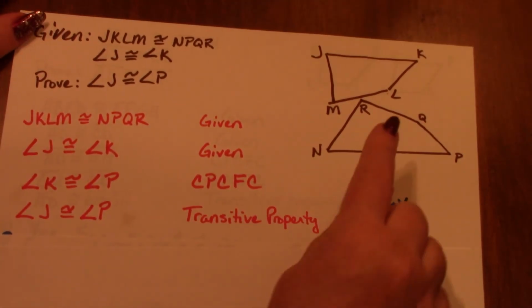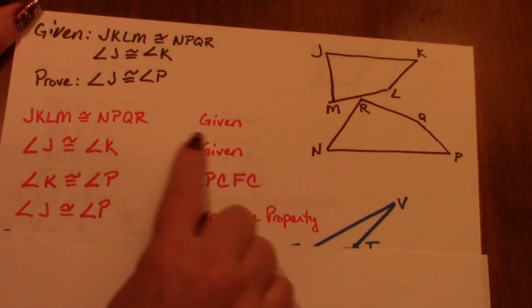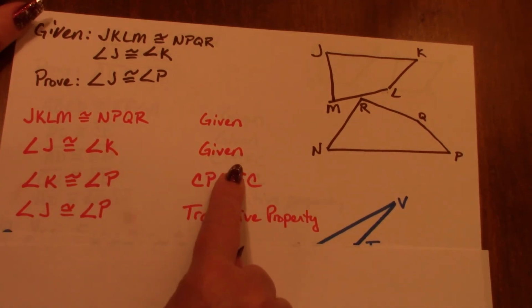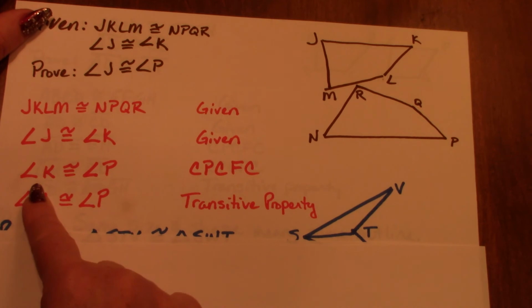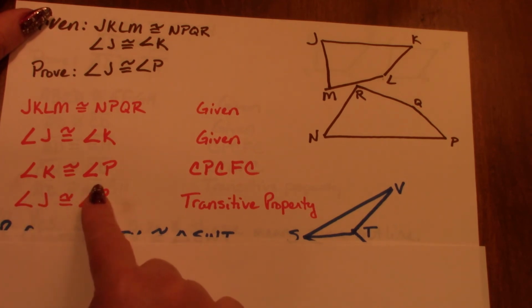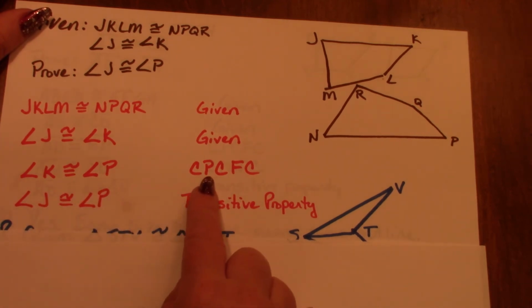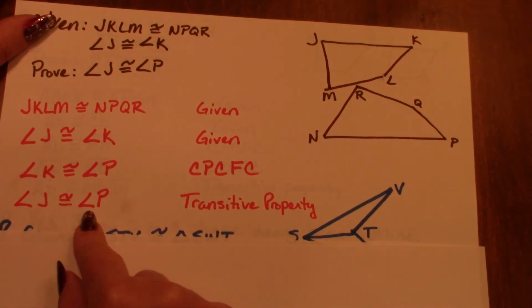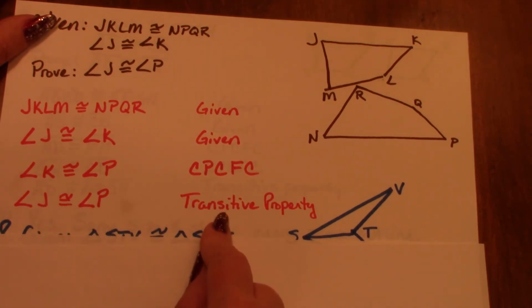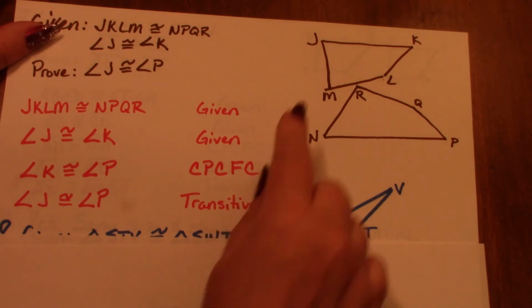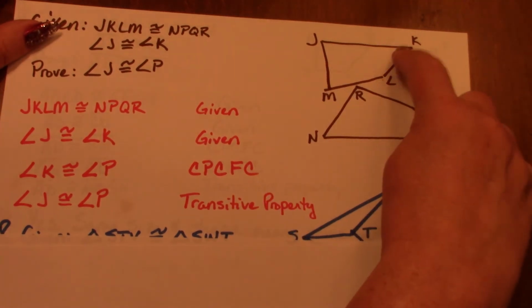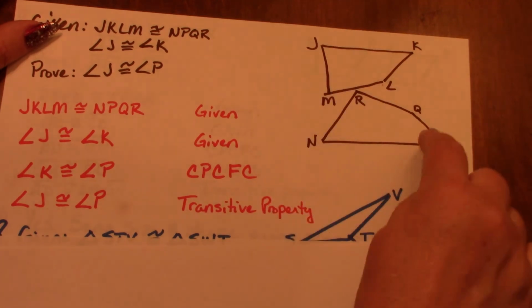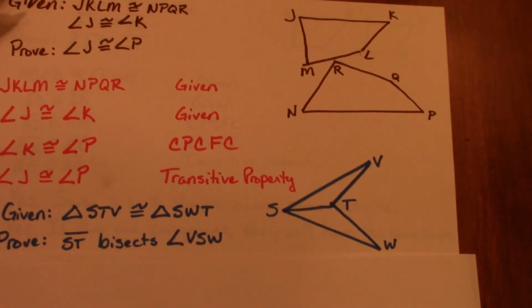So for B, you have these two shapes. We have what's given, two things that are given. We are going to say that angle K and angle P are congruent because corresponding parts of congruent figures are congruent. And we know that J is congruent to P because of the transitive property. So if J is equal to K and K is equal to P, then J is equal to P.